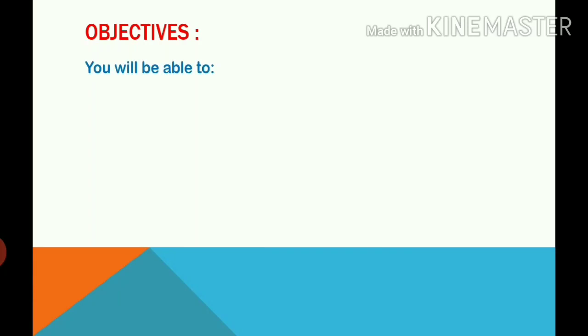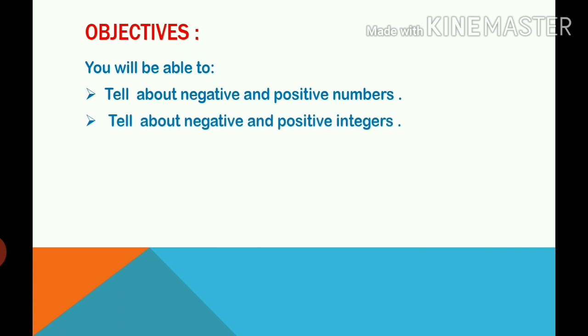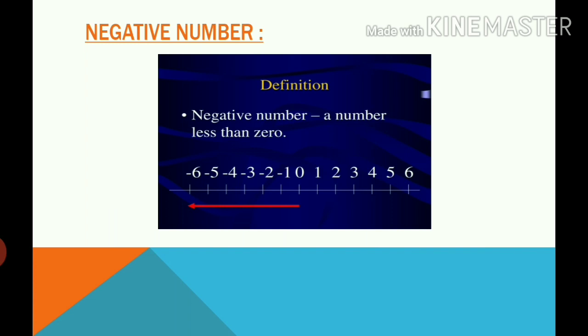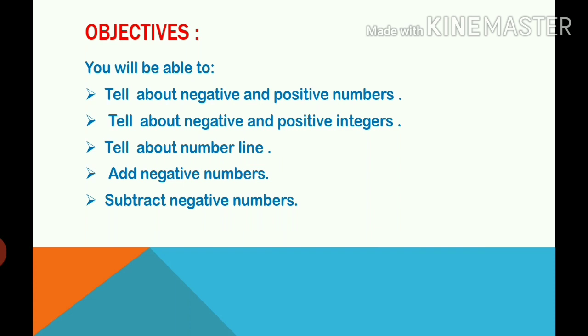After explanation, you will be able to tell about negative and positive numbers, tell about negative and positive integers, tell about number line, and add negative numbers and subtract negative numbers. What is a negative number? A negative number is a number which is less than 0.